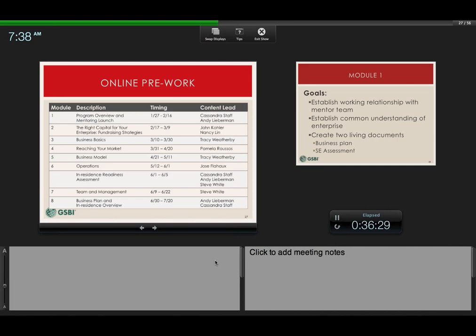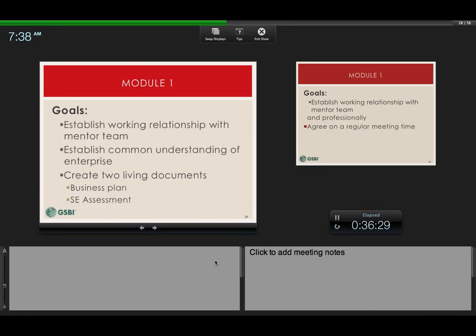Okay, so now I'll get into the specifics of Module 1. So we're going to dive right in. Each module is about 3 weeks long. And we know you're super busy people and don't have a lot of time to put into GSBI. But in the next 3 weeks, there are essentially 3 goals.